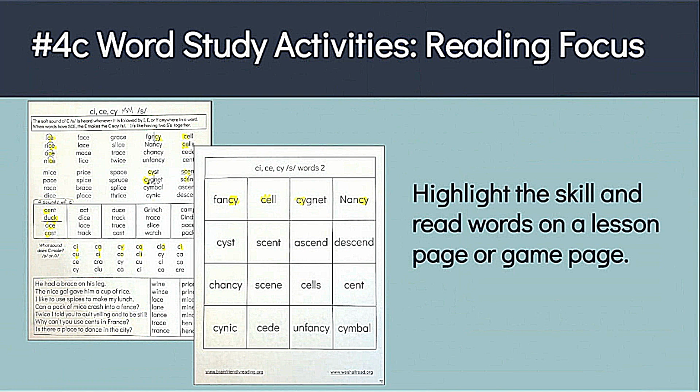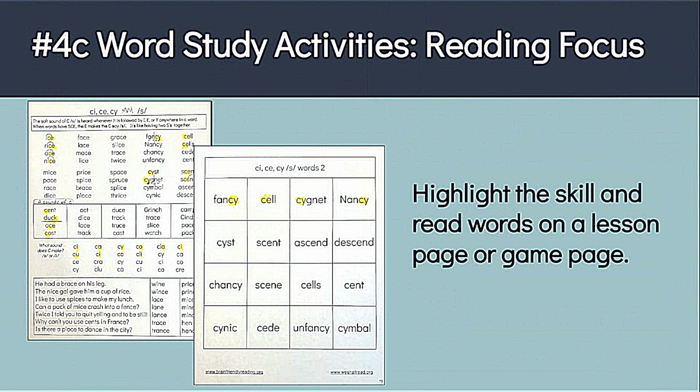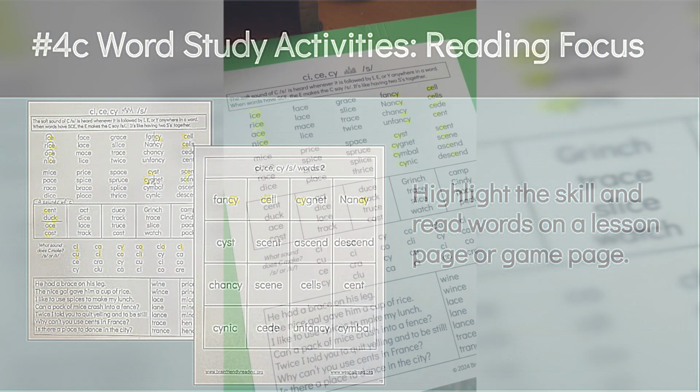After arm tapping orally, it's time to engage the child in some word study activities. One simple way to practice the skill is to have the child highlight the skill and read words on a lesson page or on a game page. Let me demonstrate marking the skill on a lesson page.